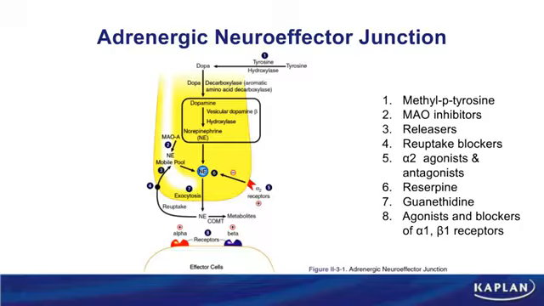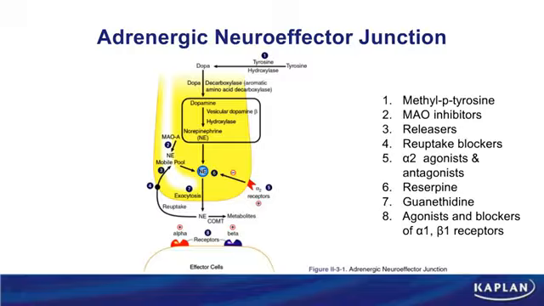DOPA is then converted to dopamine by DOPA decarboxylase. Dopamine is then converted to norepinephrine by dopamine beta hydroxylase. If you notice the box that's drawn around this reaction, that's because the conversion of dopamine to norepinephrine takes place inside storage vesicles. That's a vesicular enzyme converting dopamine into norepinephrine.